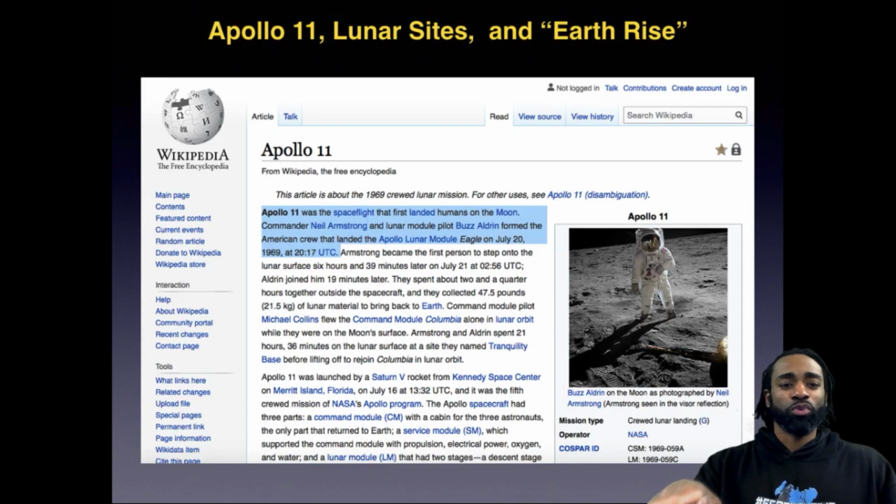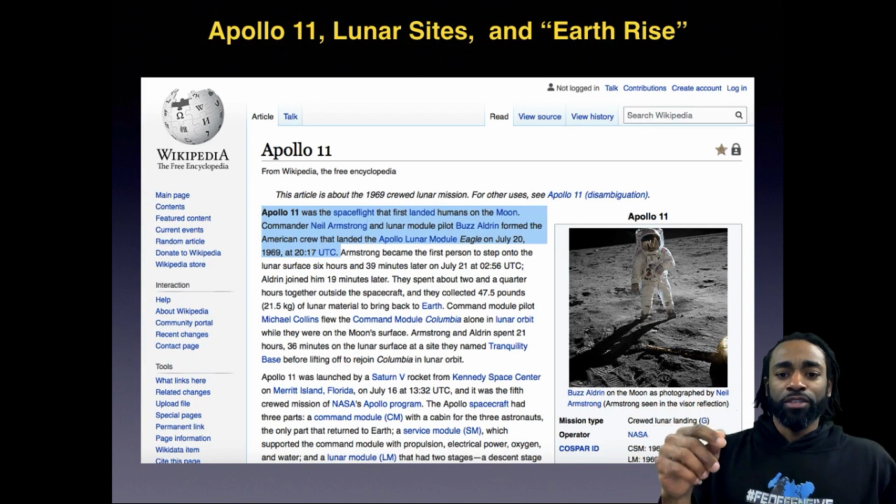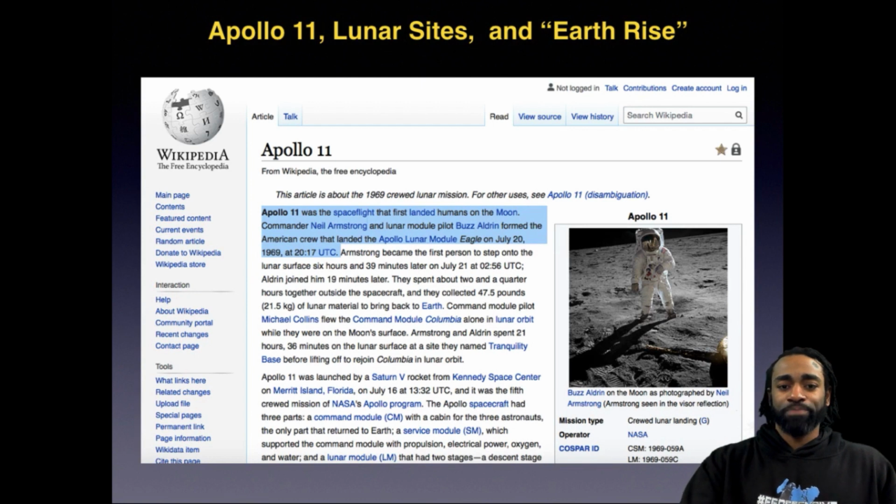We've all seen the post-trip interviews where they're sitting there talking about how they couldn't see any stars, where they're all looking a little dejected, looking kind of depressed, as if they were forced to lie about something. But anyway, Apollo 11 was the space flight that first landed humans on the moon. Commander Neil Armstrong and lunar module pilot Buzz Aldrin formed the American crew that landed the Apollo lunar module Eagle on July 20th, 1969. Okay, so that's the Apollo missions.